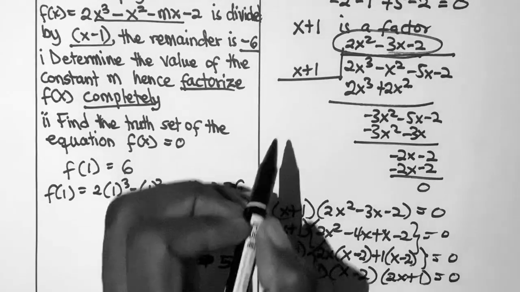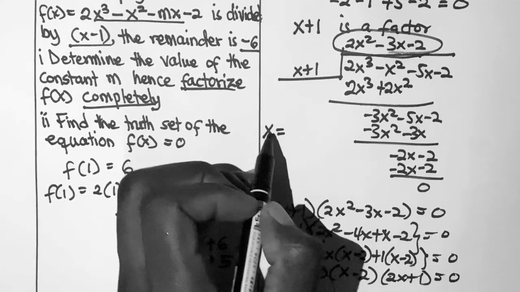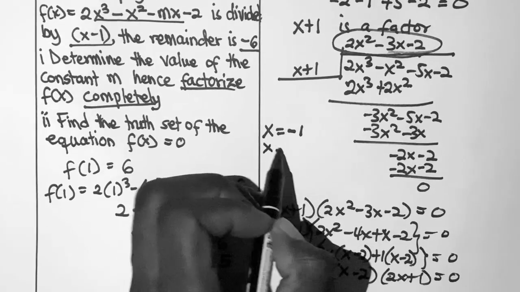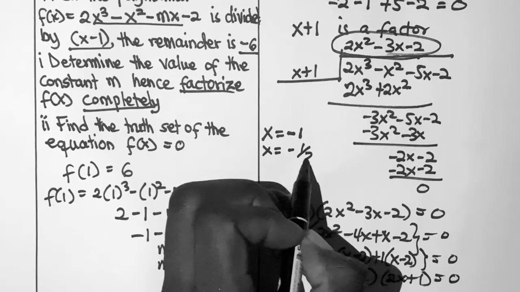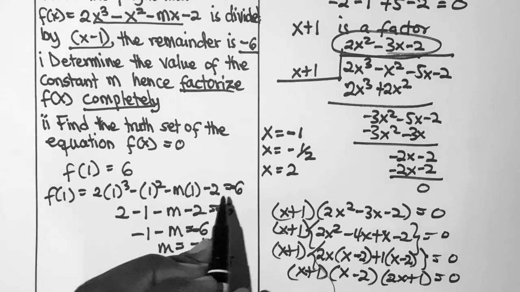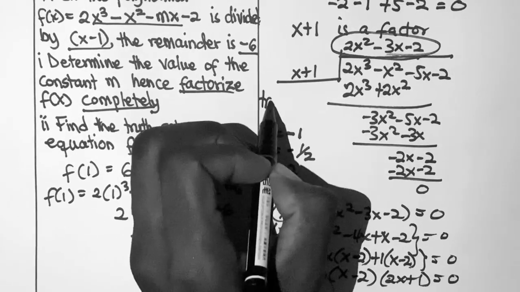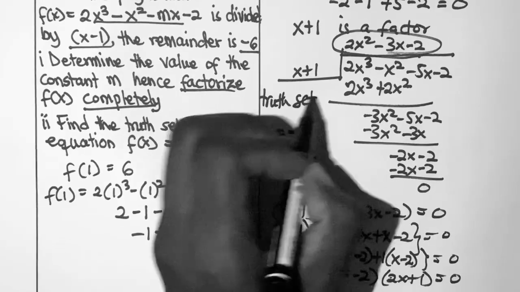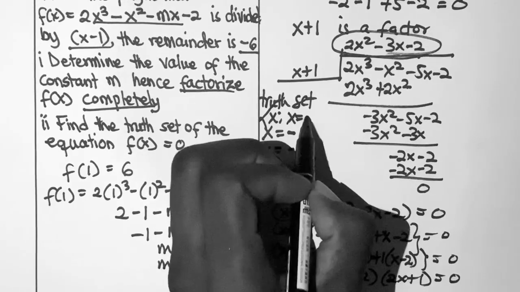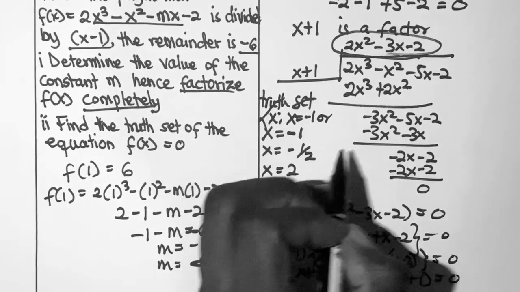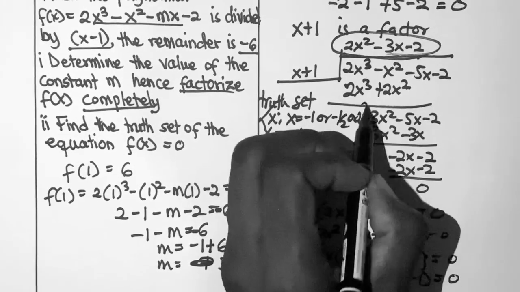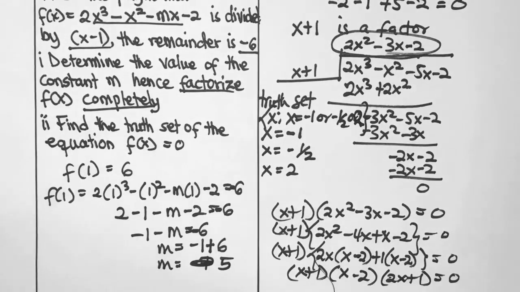So you can see that from here, the values of x are x is equal to minus 1, x is also equal to minus 1 over 2, and then x is equal to 2. So let's write the truth set. So the truth set, x is equal to minus 1 or minus 1 over 2 or x is equal to 2. So this is the truth set.